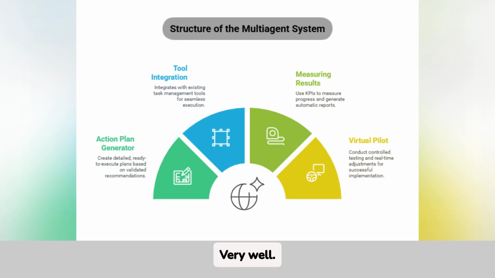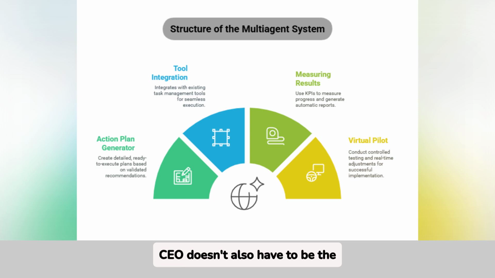Very well. Now I see it clearly: analysis, diagnosis, proposal, and now organized execution. And all of this without relying exclusively on me or one person who has to tie everything up manually. Exactly. The goal of the multi-agent system is to ensure that the CEO doesn't also have to be the planner, manager, and executor. You define the vision, and the system translates it into concrete steps.